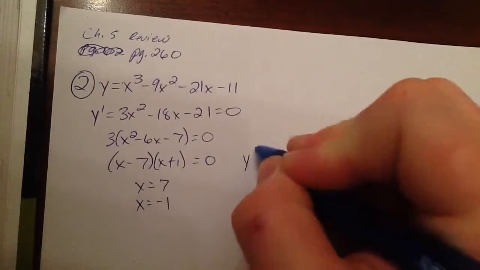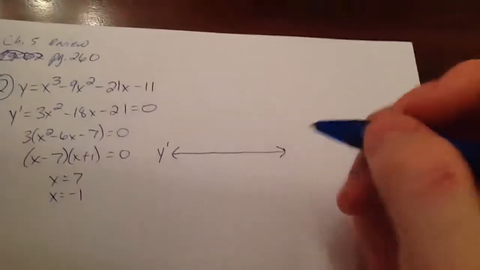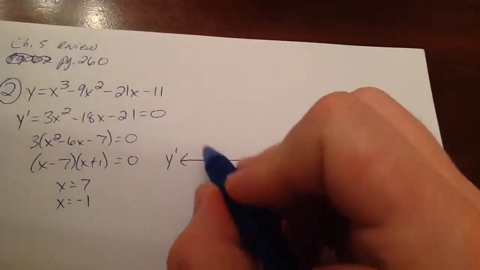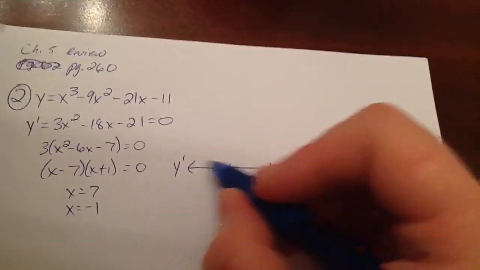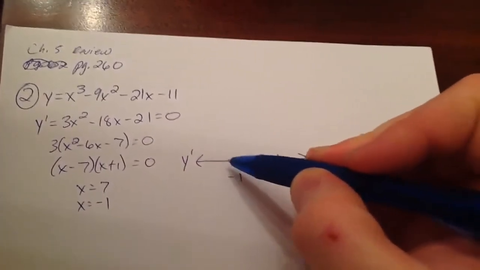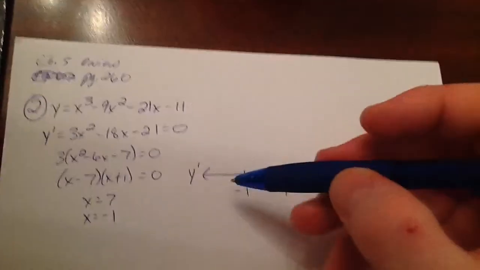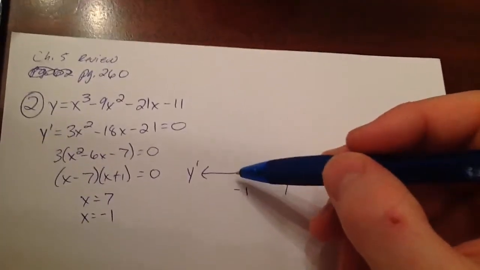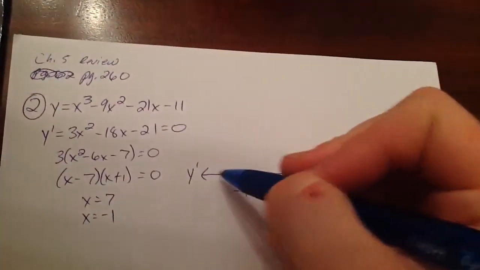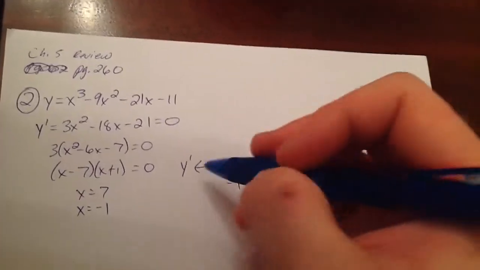So then we set up this little sign chart for our slope. There's negative 1 and 7. Check the sign of the slope to this side of negative 1. We plug a number from over here into our derivative because we want to know the sign of the slope. So if I plug in negative 10, it's easier to do. It's more obvious if you pick a number farther away. I don't know if you've ever noticed that.